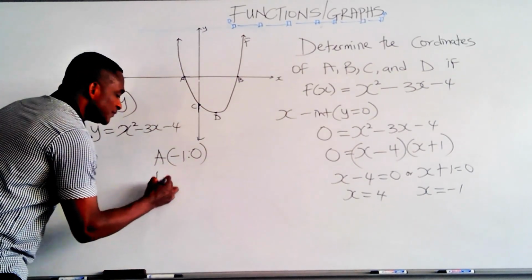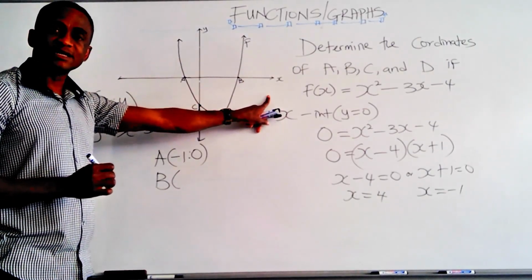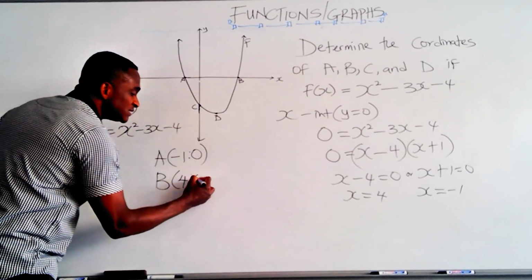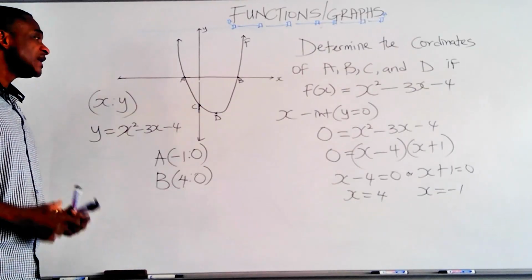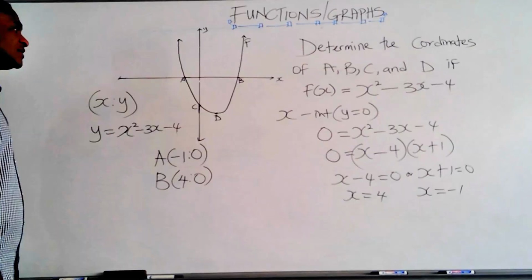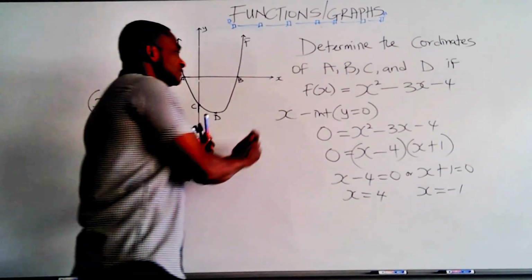Let's go to B. B is on the positive x-intercept. X is 4, of course, and because this is an x-intercept, y will always be 0. So these are the two values of A and B. Let's go on and get the values of C and D.